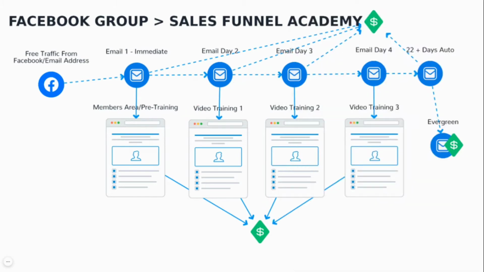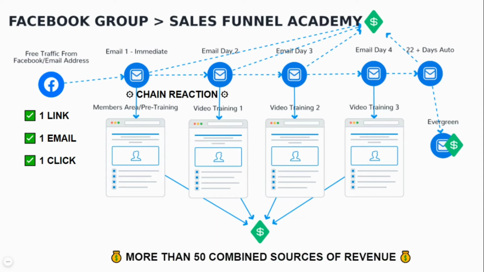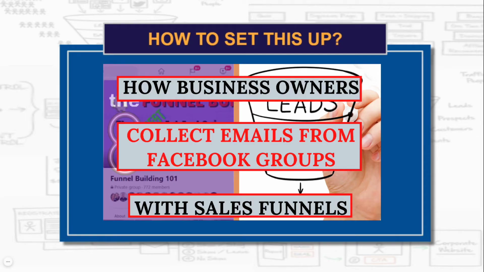So as you can see with a Facebook group funnel, just one link, one click, one email address that you get one time causes a chain reaction that can give you more than 50 combined sources of revenue. You might ask, how do I get the data from the 3 questions from Facebook into my email autoresponder?